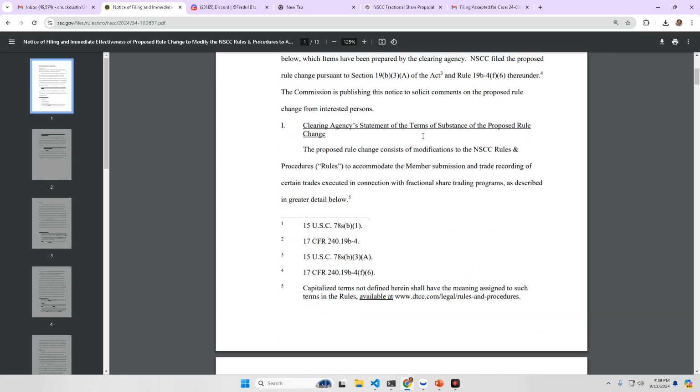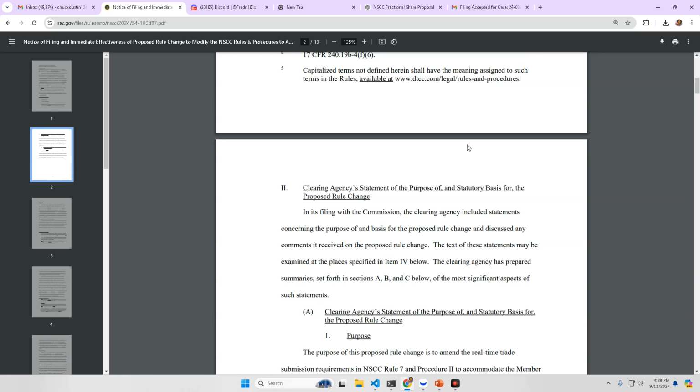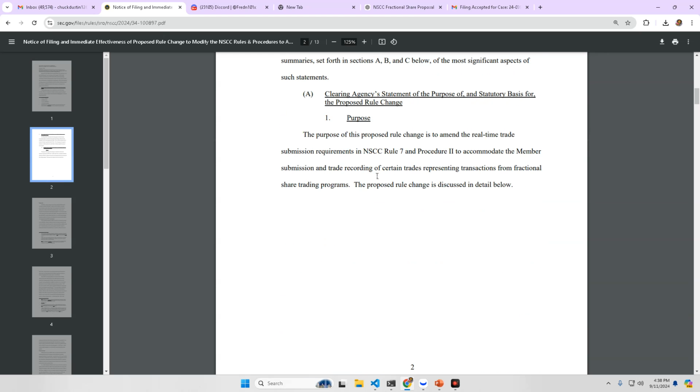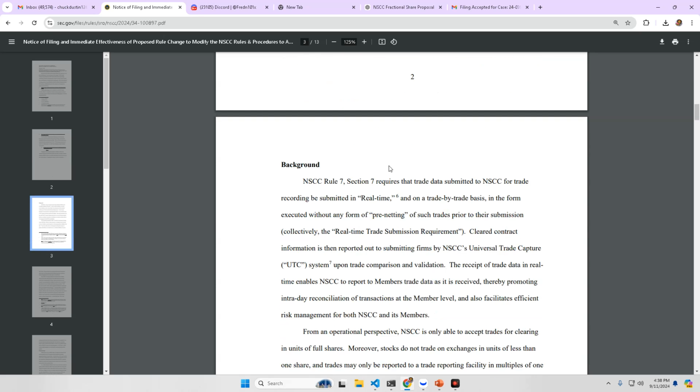But anyways, essentially, we're going to skip all the introductory matters and go straight to the purpose. The purpose of this proposed rule change is to amend the real-time trade submission requirements in NSCC Rule 7 and Procedure 2 to accommodate the member submission and trade recording of certain trades representing transactions from fractional share trading programs. The proposed rule change is discussed in detail below.